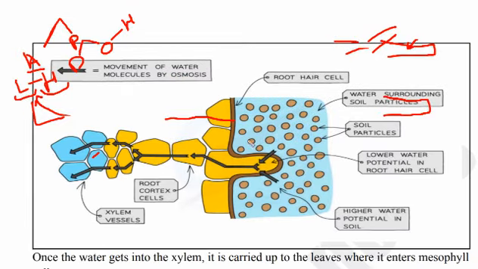And then we need to understand that the water will move from high water potential to low water potential by a process called osmosis. As you can see, these are the soil particles. The soil contains a large amount of water, and this water will be absorbed by osmosis in the root hairs, through a process called osmosis.